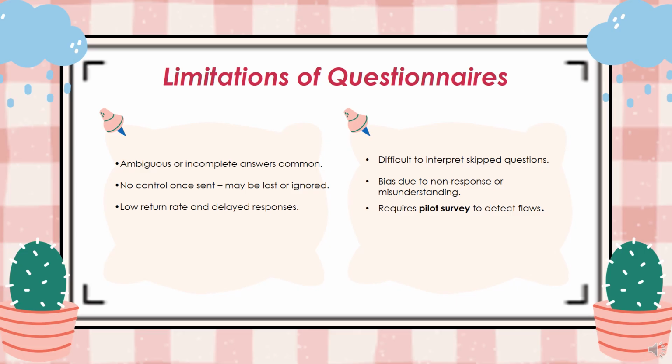Also, certain types of respondents, like those who are not literate or are unfamiliar with the topic, may find it difficult to complete the form accurately. And finally, non-response bias can affect the overall validity of the study, especially if certain groups consistently choose not to participate.